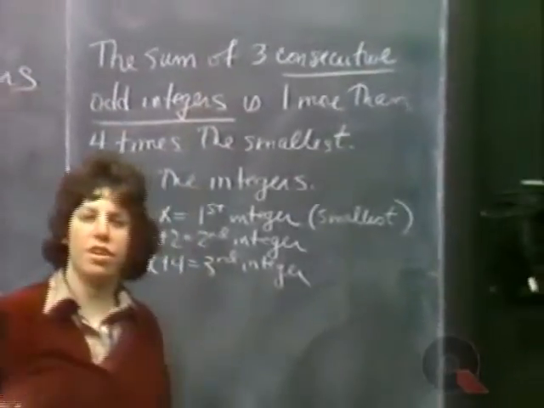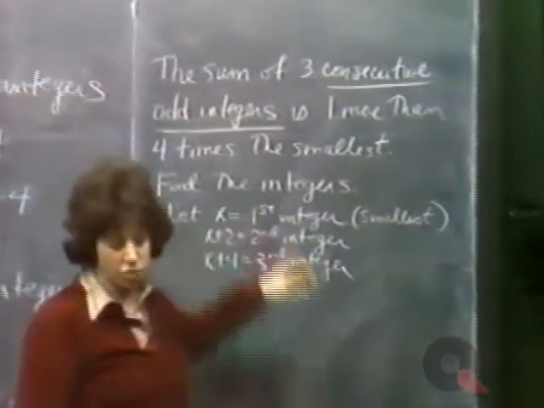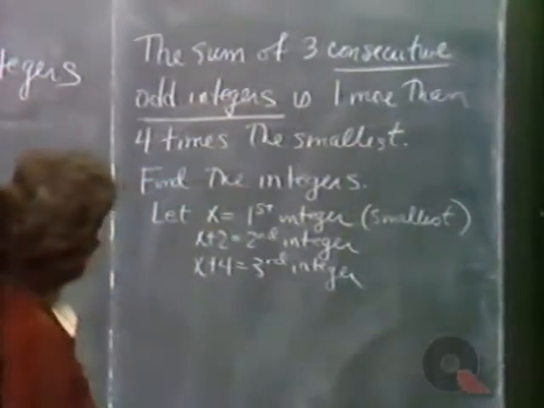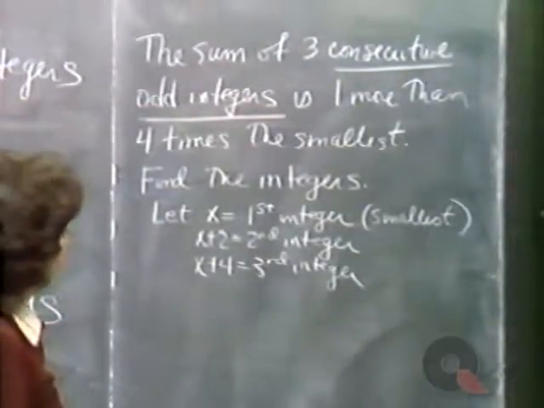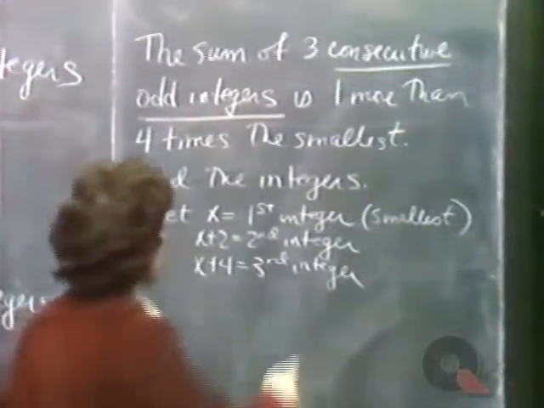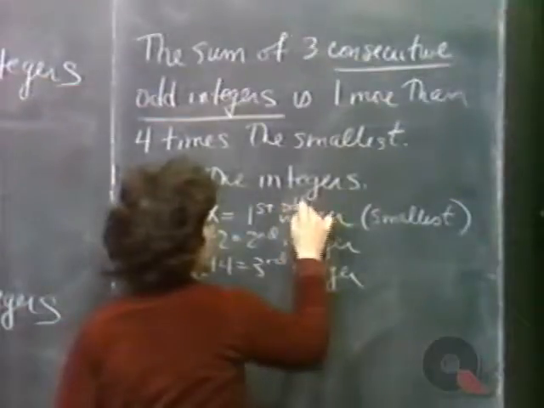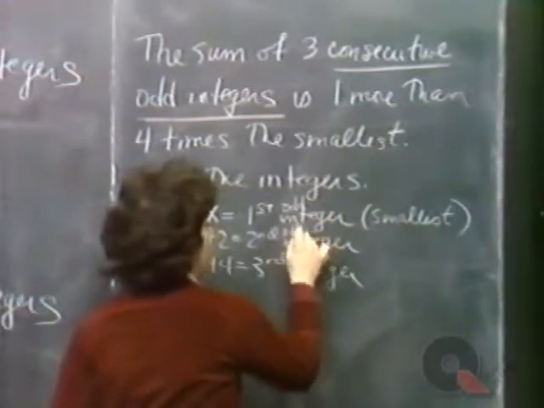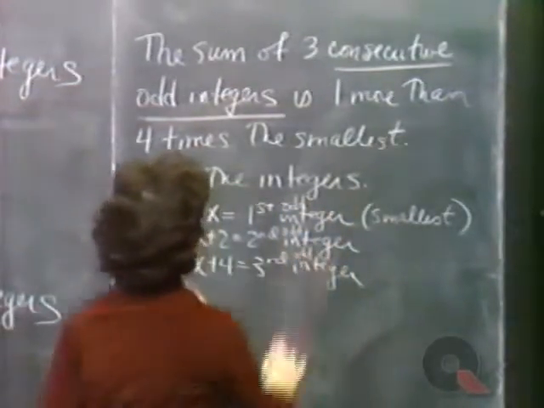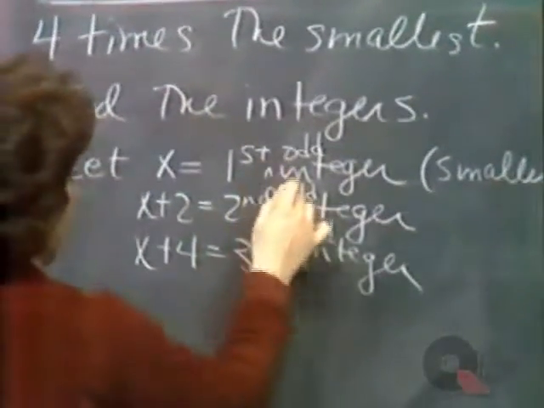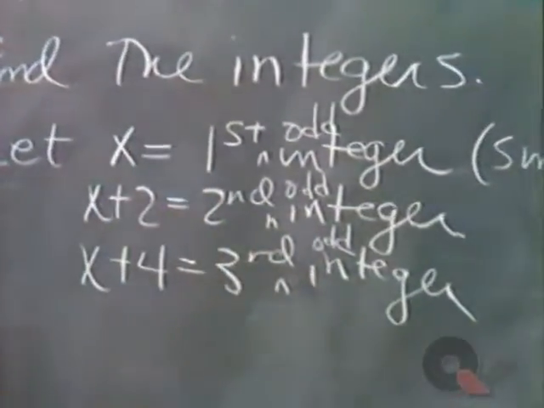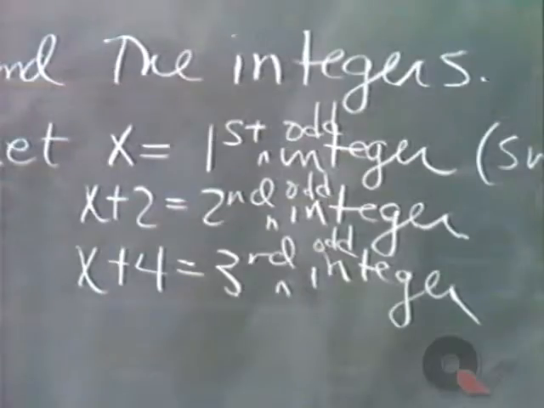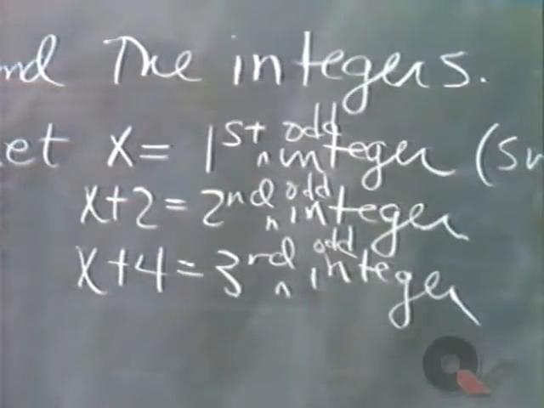For example, 5, 7, and 9. 5 is the first, and it's also the smallest. x is the first integer. This is the first of the odd integers, the second and the third, just to indicate that they're odd. They're going up by 2. The first odd integer, the second odd integer, the third odd integer.